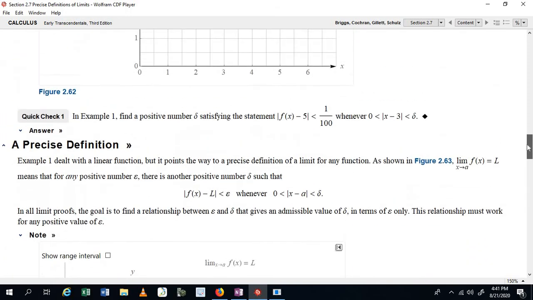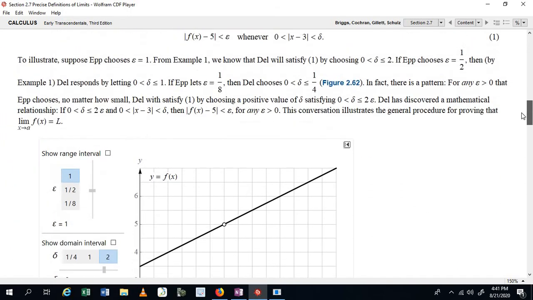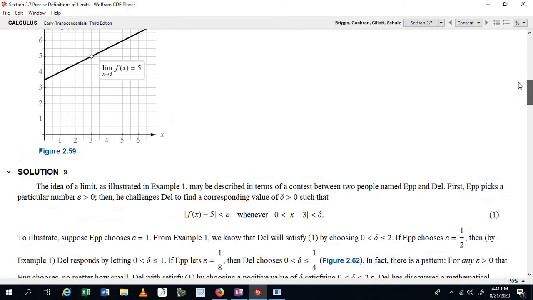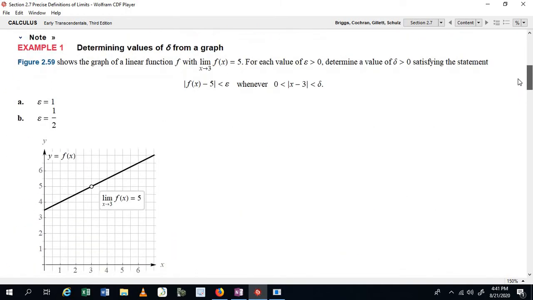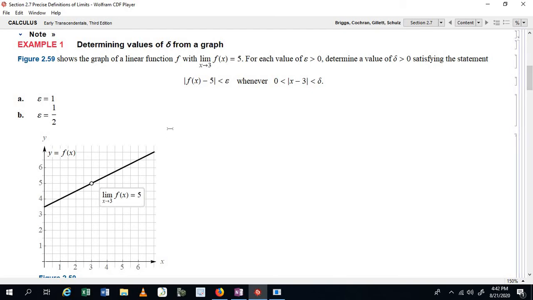Okay, so having said that, I'm going to look at an example here to show you how this definition works. Let's look at example 1. Here's the graph of some function. Notice it has a hole in it right when x is equal to 3. And let's say we want to find the limit of this function as x approaches 3.